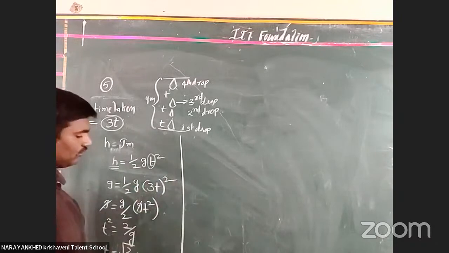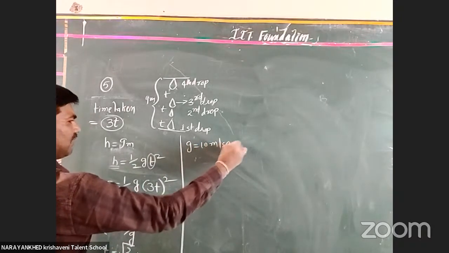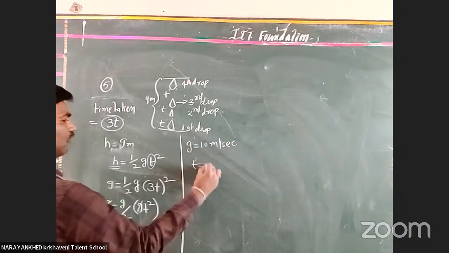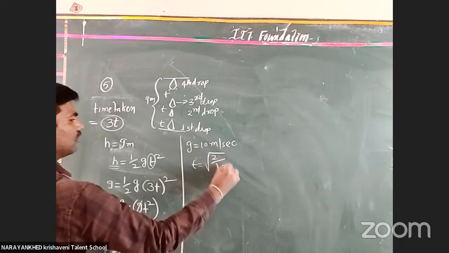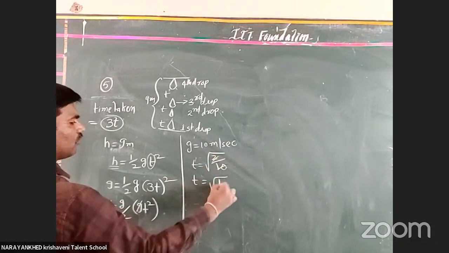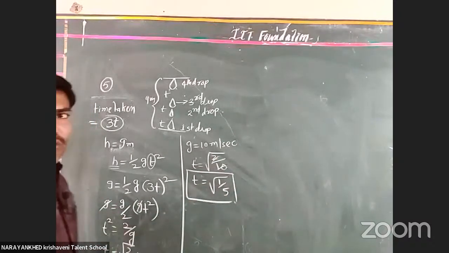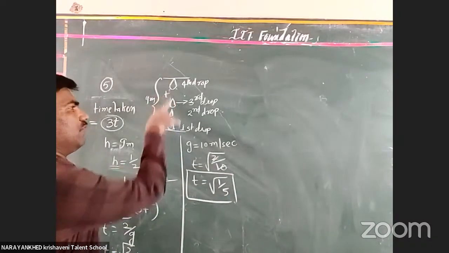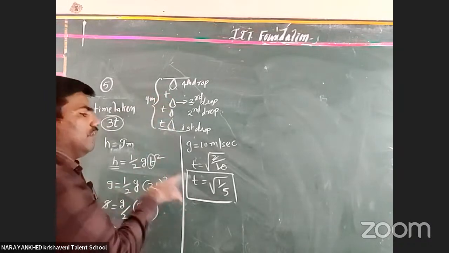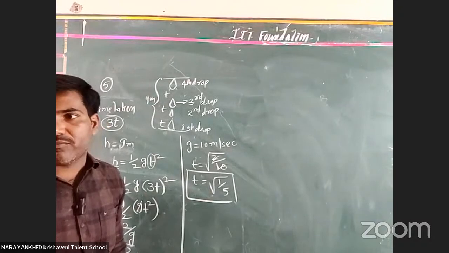Yes. Now there is a g value. We take 10 meter per second square. Now t becomes what? Under root of 2 by 10. Now it becomes what? t is equal to under root of 1 by 5. Yesterday we discussed this one only. Okay, how much time will be taken from drop to drop? Yes, every time there is under root of 1 by 5 times.